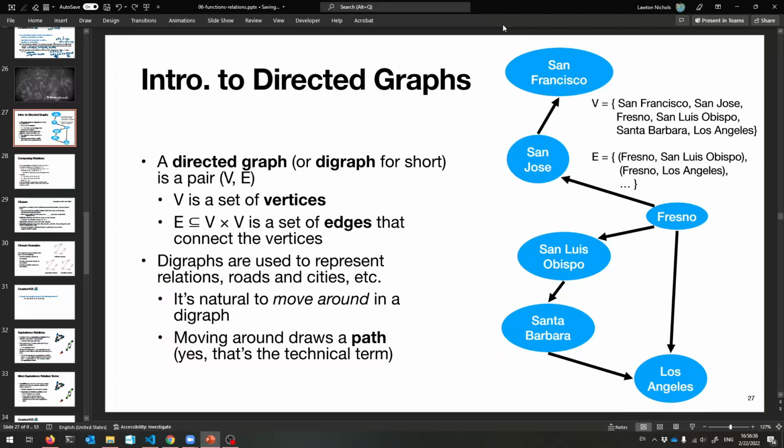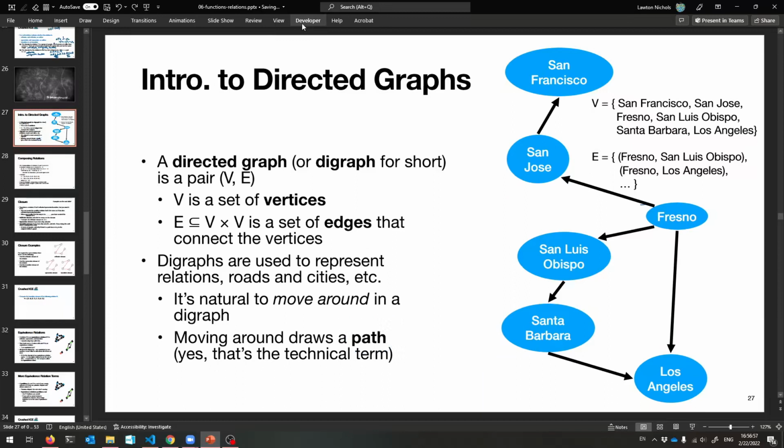You want to move around. You want to go from Fresno to San Francisco. You want to go from Fresno to Santa Barbara. Things like that. Okay? And when you move around, you're following the valid directed edges to get to places. And when you chain a bunch of these edges, you end up with a path to somewhere. That's the fancy term. It's really just called a path.